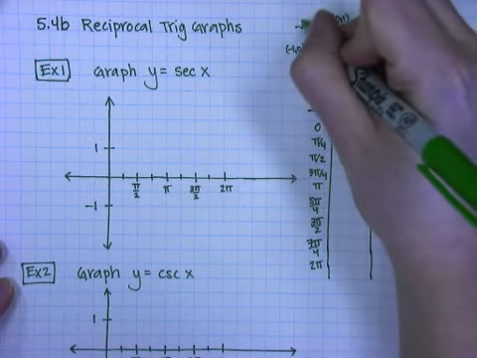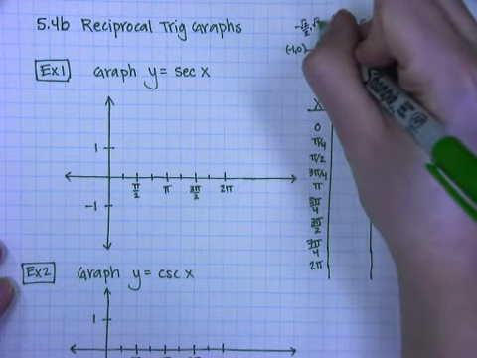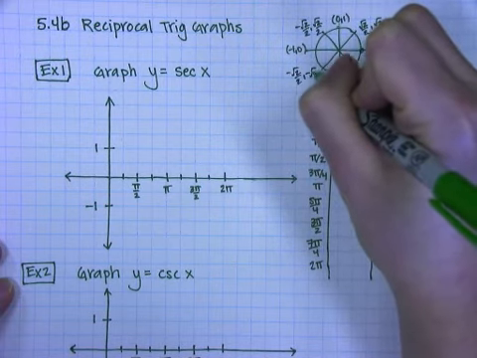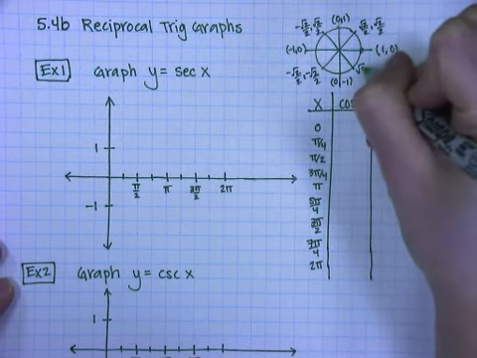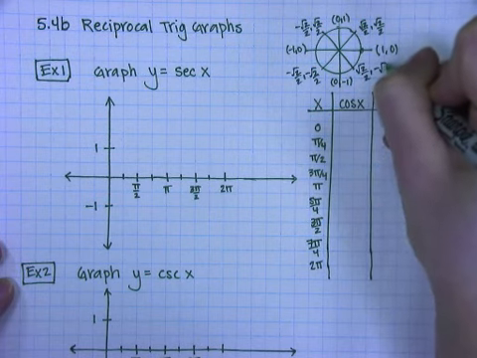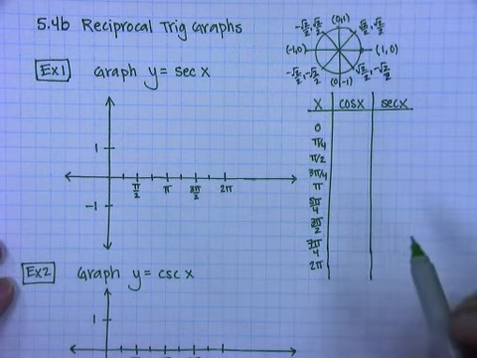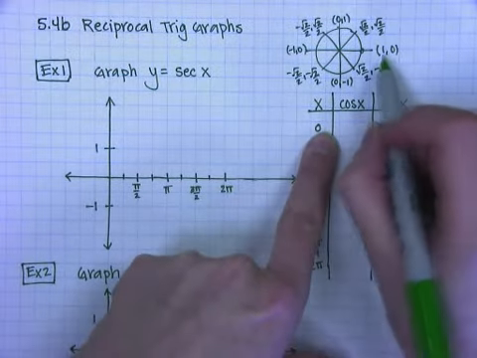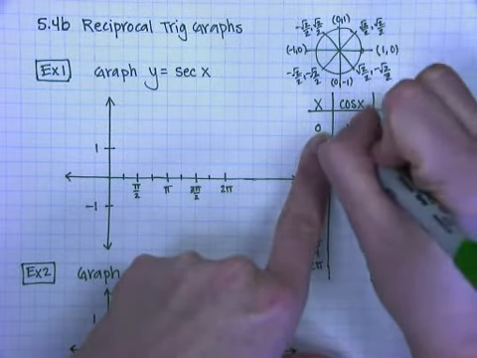And I've gone back root 2 over 2, up root 2 over 2, back root 2 over 2, down root 2 over 2, forward root 2 over 2, and down root 2 over 2. There we go. Alright, so at 0, I'm looking at cosine, and the cosine of 0 is 1.